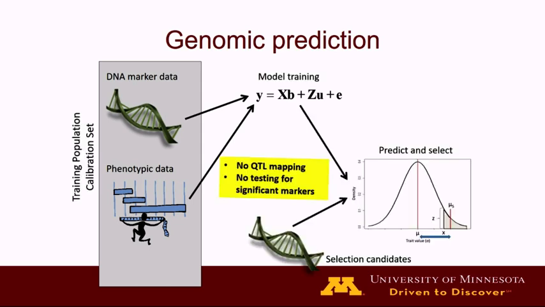So the difference between this and using what we typically call just plain old or traditional marker-assisted selection is that in this case, we're not doing any QTL mapping. We're not first going in and finding, okay, which parts of which chromosomes affect the traits and only use those. We use all the marker data simultaneously without any discrimination of which ones are the important ones and which ones are not.